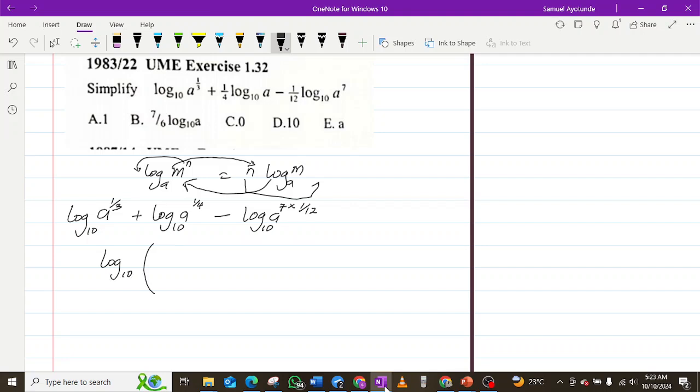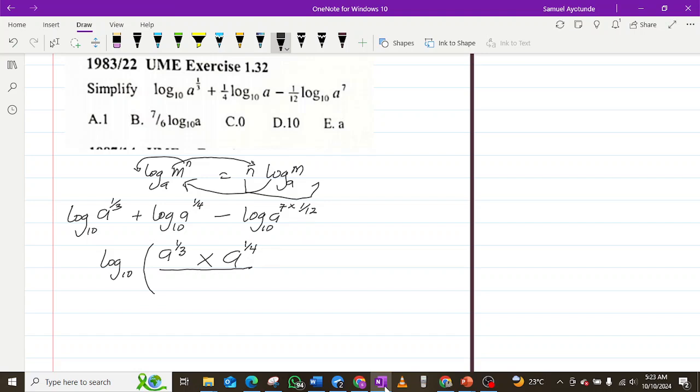So I would then have a raised to power 1 over 3 times a raised to power 1 over 4, all divided, because we have subtraction there, by a raised to power, if I multiply this, 7 times 1 over 12 will give me 7 over 12.